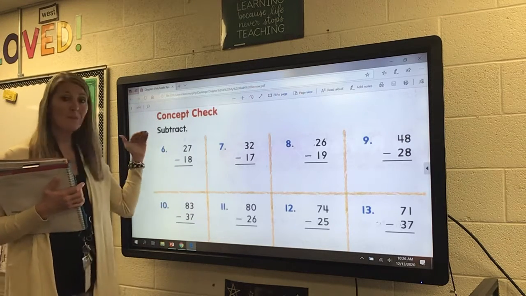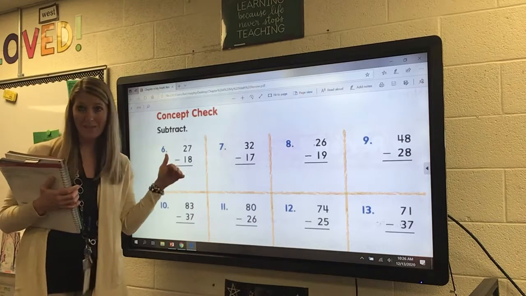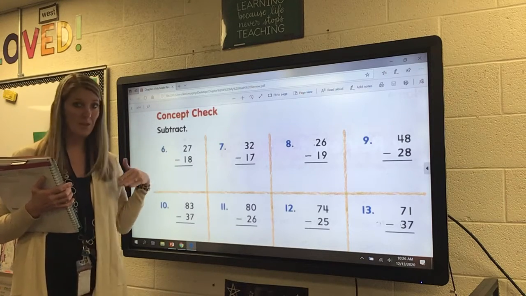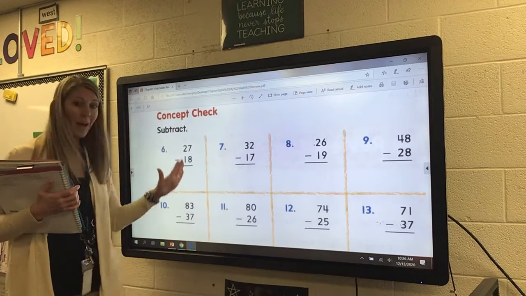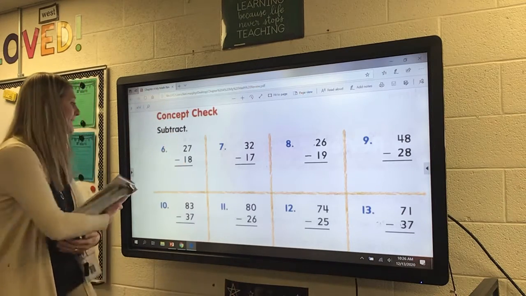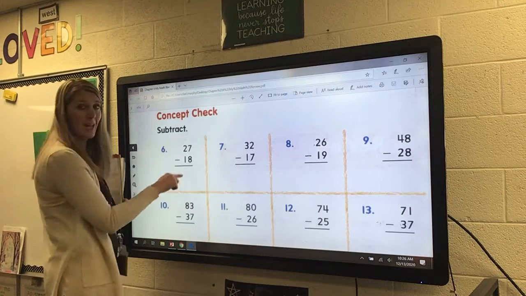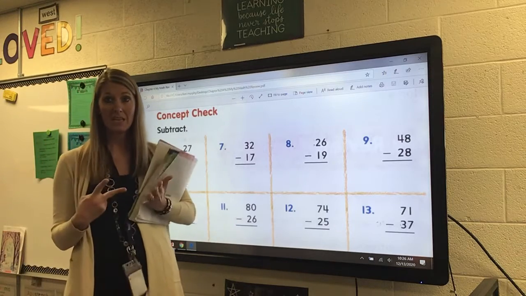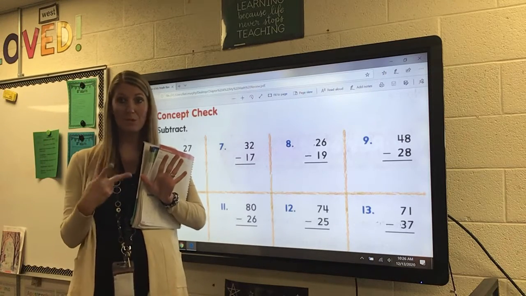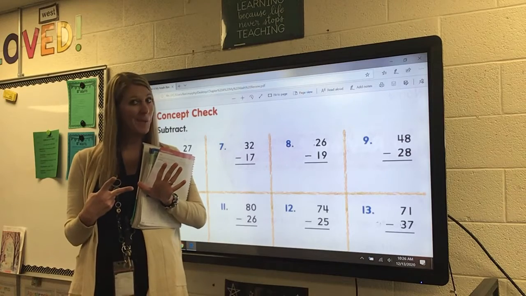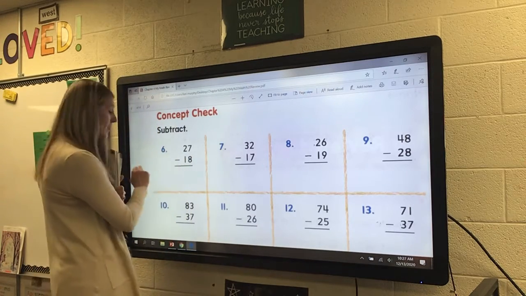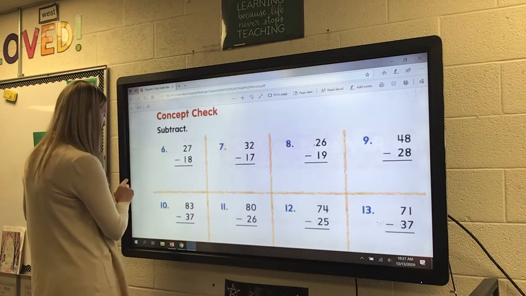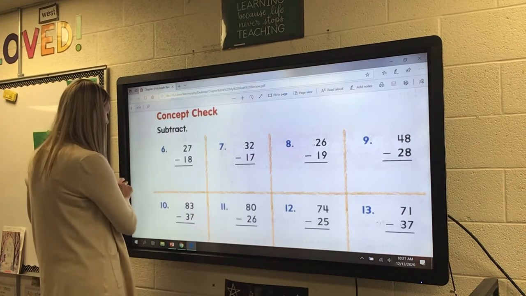So if I do number 6 and I start with 27 and I take 18 away, I can do that because 27 is bigger than 18. But now I need to subtract going down. So I'm going to start with my ones column. I have 7. 7 minus 8, I can't do that. That is a bigger bottom. I need to go and borrow. So I'm going to go up to the 2 and borrow from the 2.